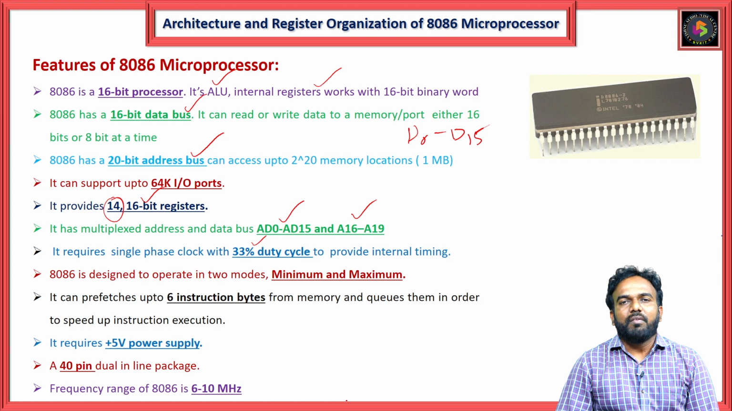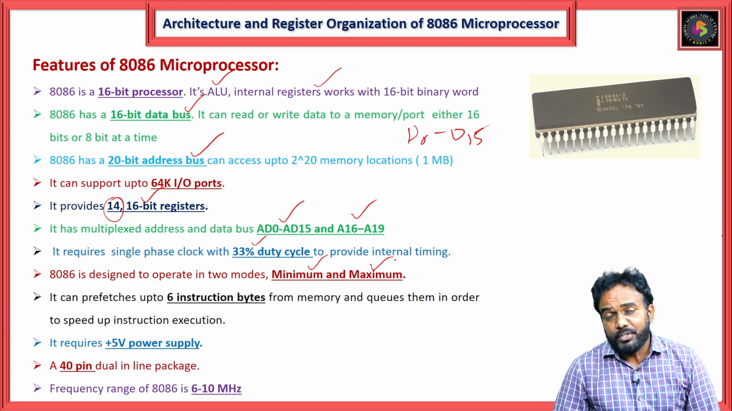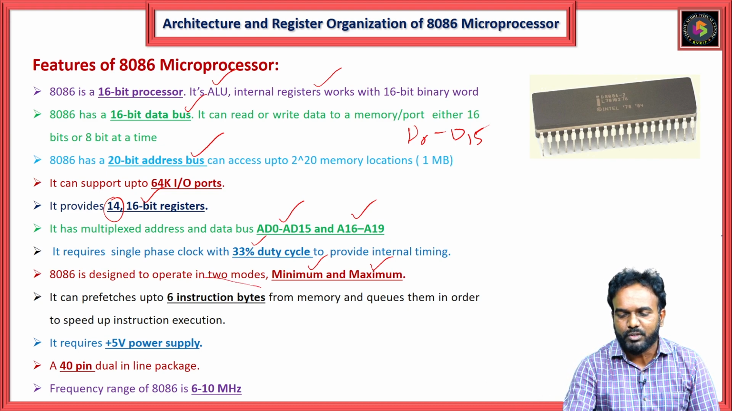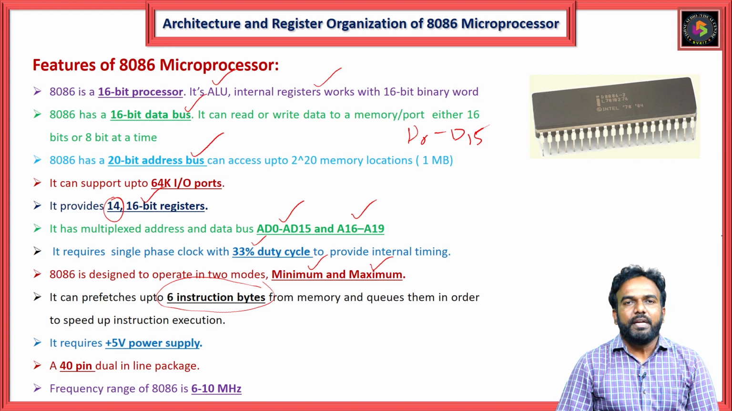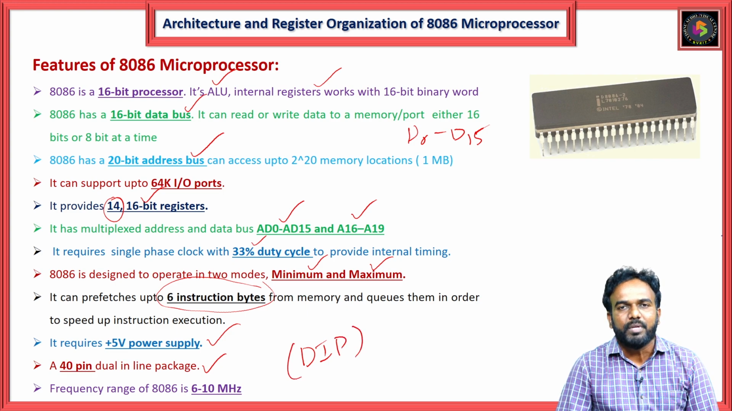Here we can operate our 8086 microprocessor in two different modes. One mode is minimum and another mode is maximum. Another best feature of this 8086 microprocessor, compared to our 8085 microprocessor, is that it has a 6-byte instruction queue to speed up the process. The operating voltage of the 8086 microprocessor is plus 5 volts. Totally, the 8086 microprocessor contains 40 pins in the configuration of DIP. DIP stands for Dual Inline Package. The frequency range of the 8086 microprocessor is 6 to 10 megahertz, and it decides the speed of the processor.